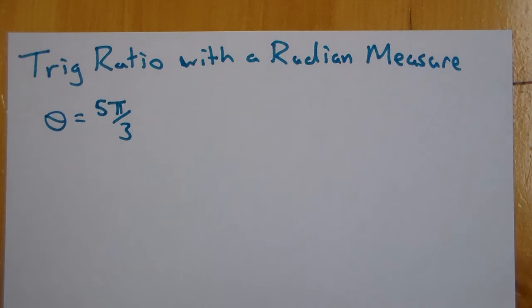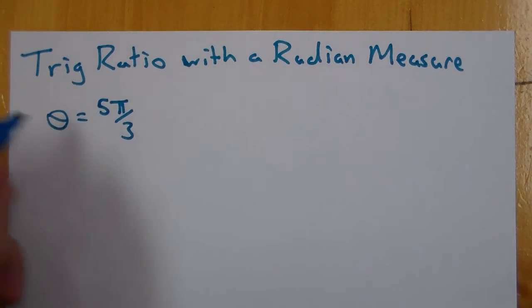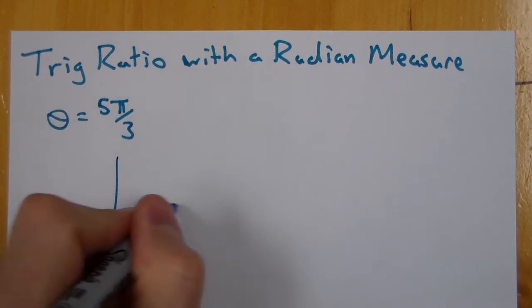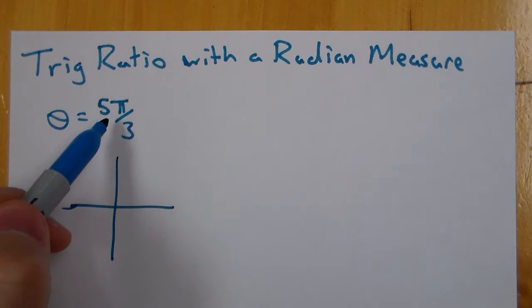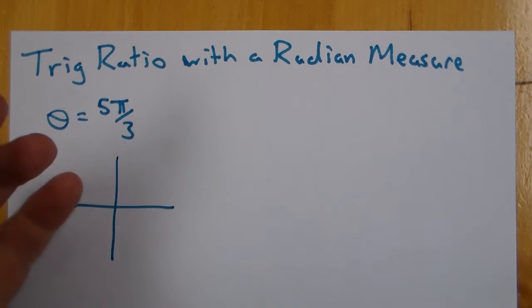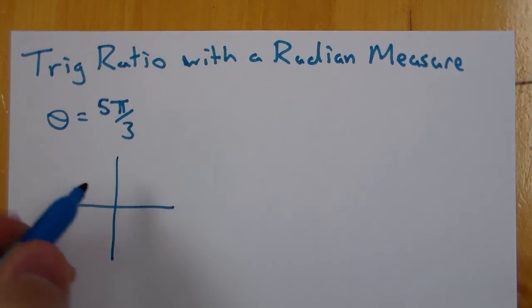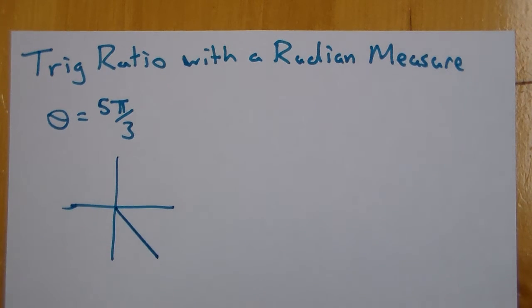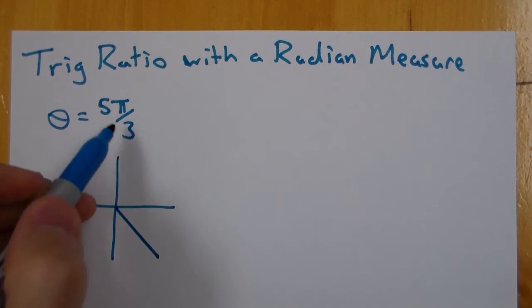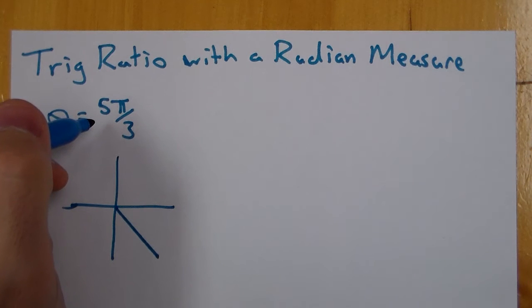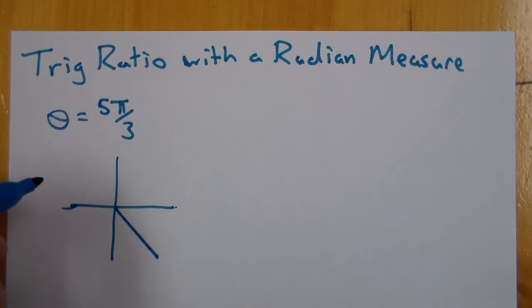If we wanted to find trig ratios with radian measures, let's say we're given 5 pi over 3. Now 5 pi over 3 we can think of as being more than 3 pi over 3, which would be pi. It's actually 2 pi over 3 more than that. It's going to put us down in quadrant 4. Now, it's also 1 pi over 3 short of 6 pi over 3.